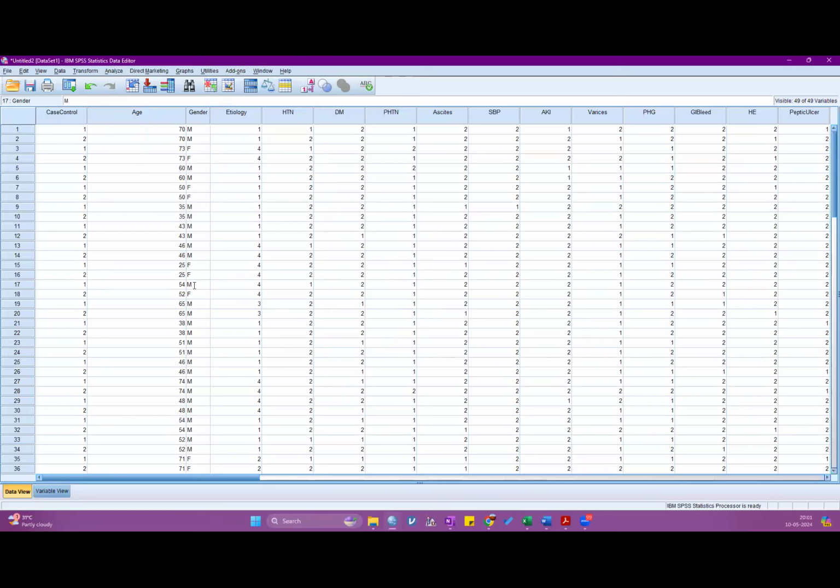So remember, if you are having data of 1,000 individuals, apply this technique only for the 10 or 20 patients, but not for more than 20 patients. That's it. Any doubts now? Clear?